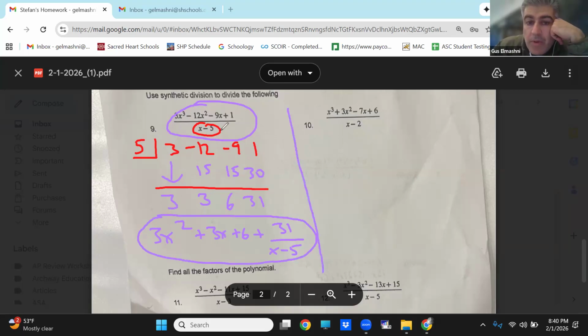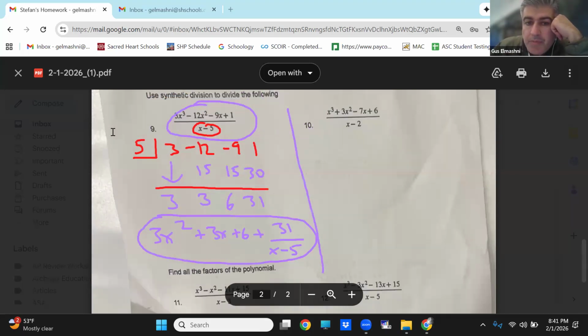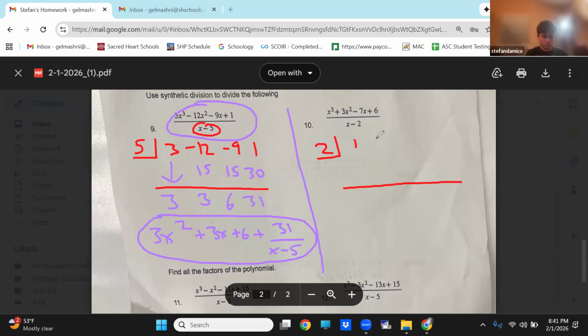Now you can only do this when you're dividing by a binomial or a linear expression, like x minus or x plus a number. It's the only time. We couldn't do it for 7 and 8 because you're dividing by something involving x squared. So it can only work for linear expressions. So again, you ask yourself, what makes that 0? Just 2. Then you ask yourself, hey, what are the coefficients here? 1, 3, -7, and 6.